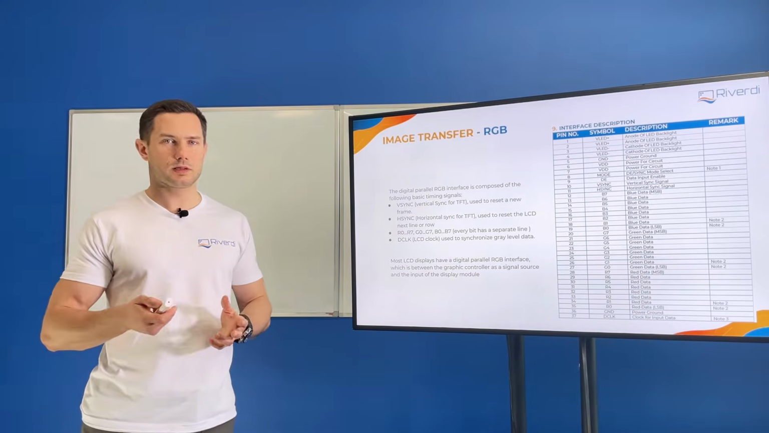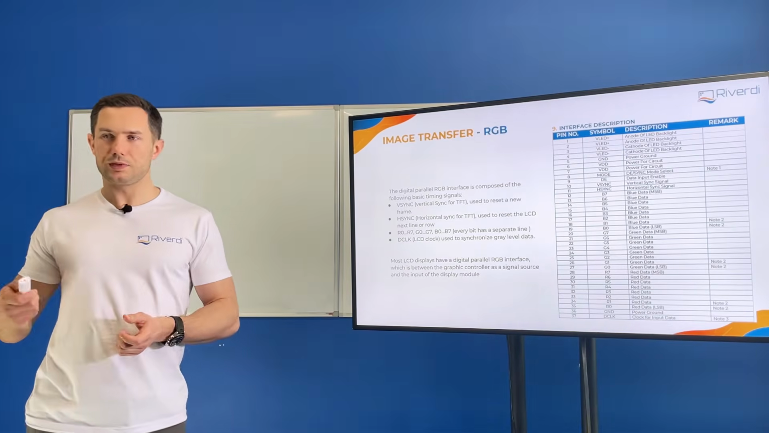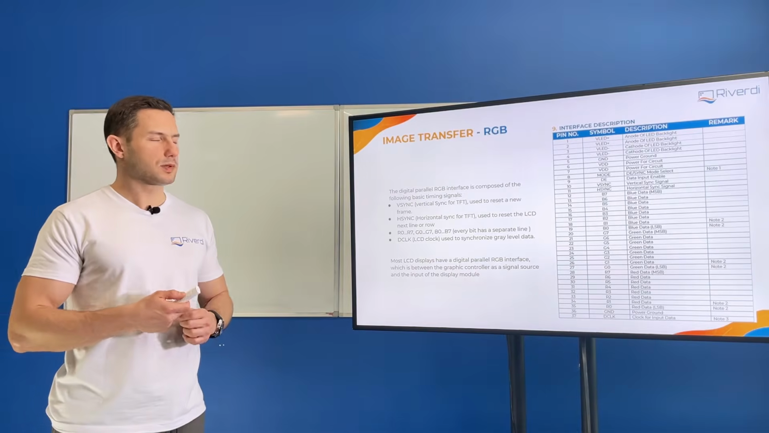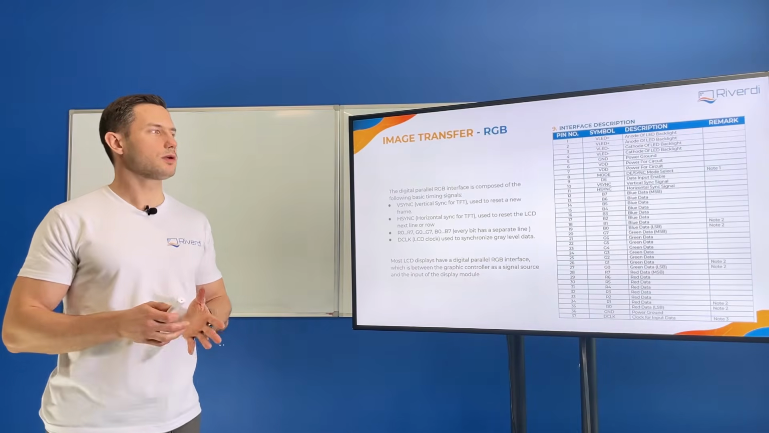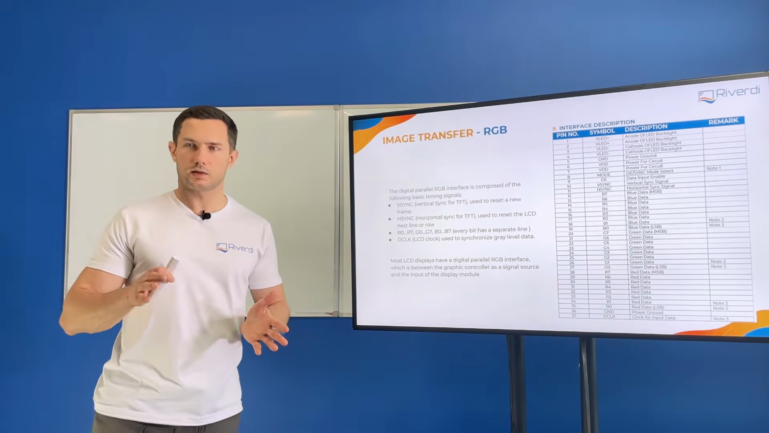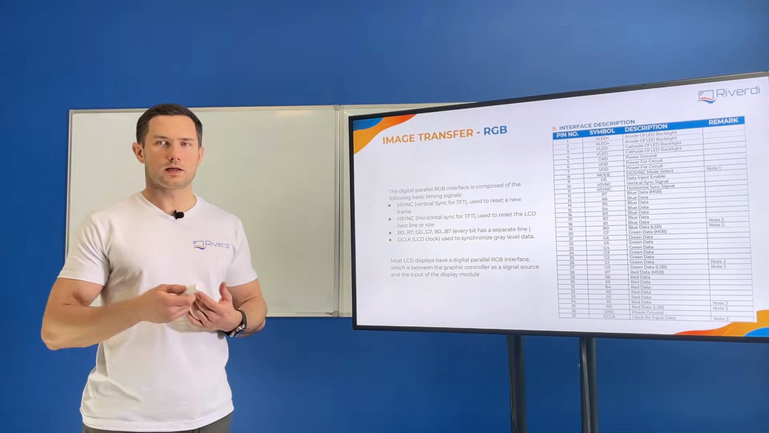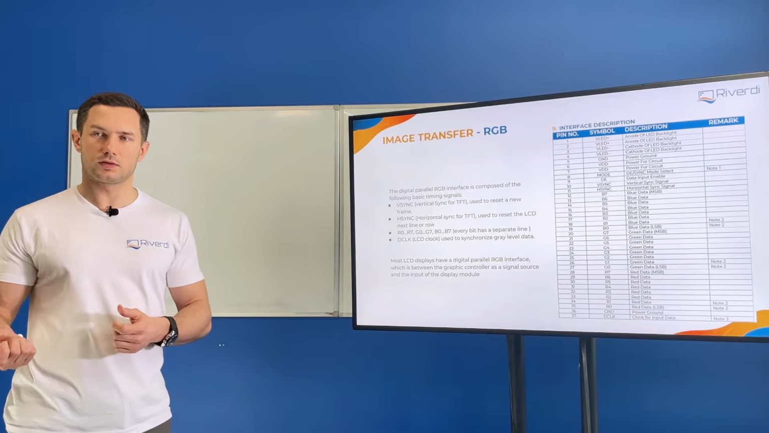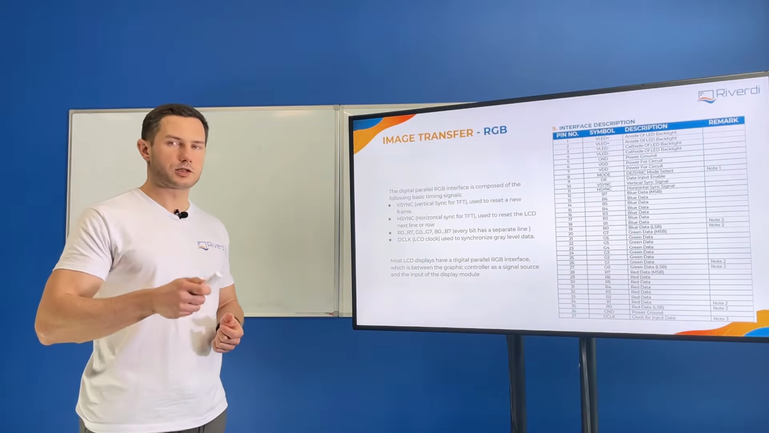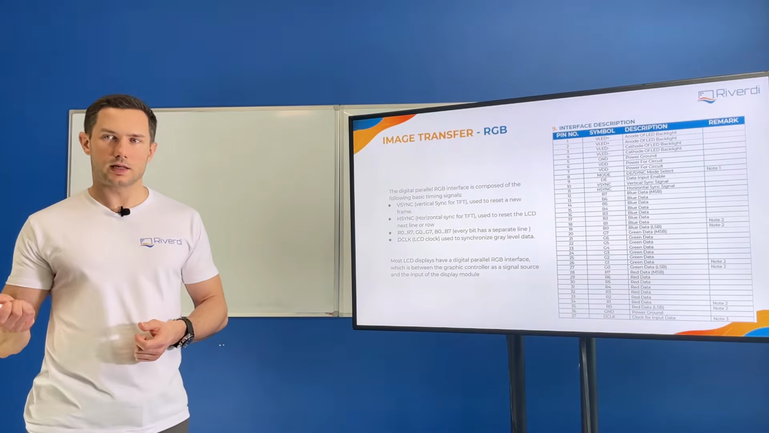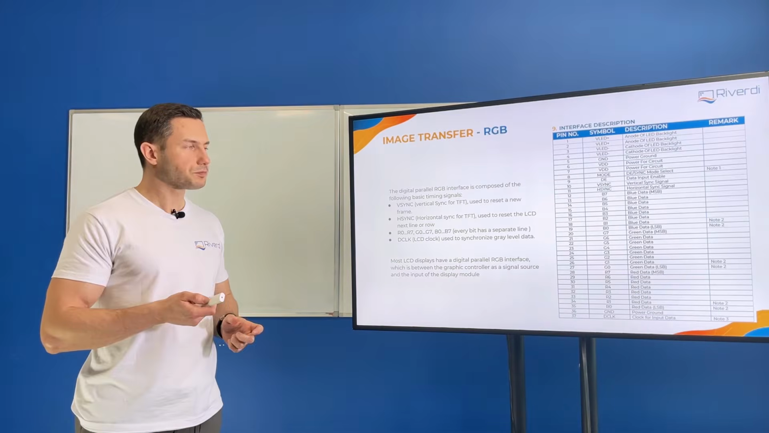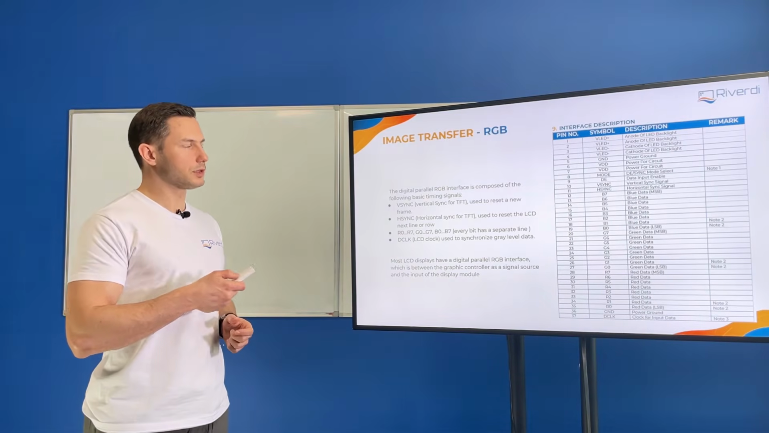If you go to the Riverdi website and look at the IPS displays, the displays without a controller, you will see that the small displays like 3.4, 3.5, 4.3 inch and 5-inch are RGB interface. Then if you go to 7-inch, you will find RGB, but you will also find LVDS and MIPI displays. I will talk about MIPI a little bit later.